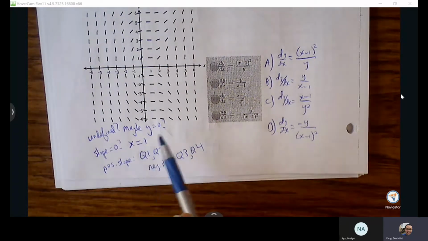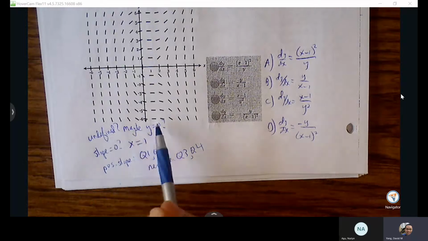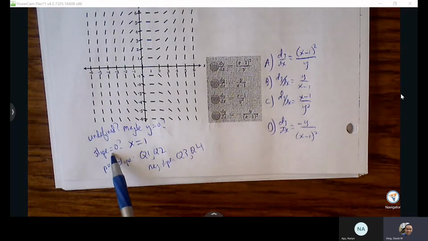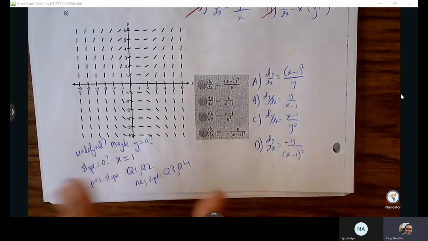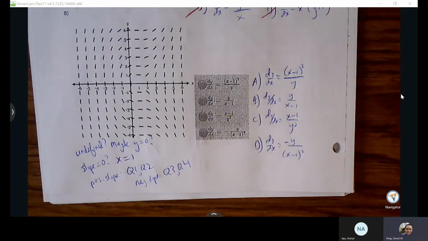All right, undefined, let's skip this one. We really don't have any conclusive evidence there. When x equals 1, we should be getting slope 0. Is there any that we can remove?